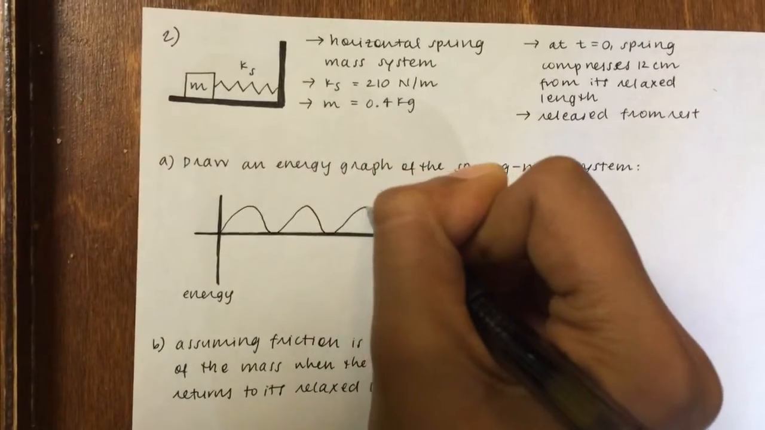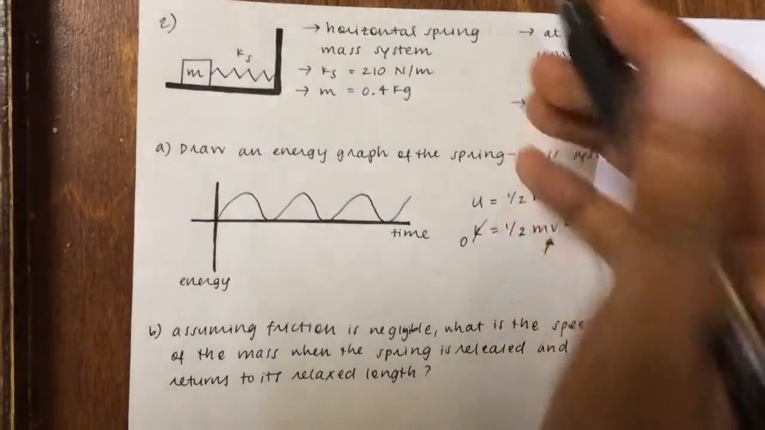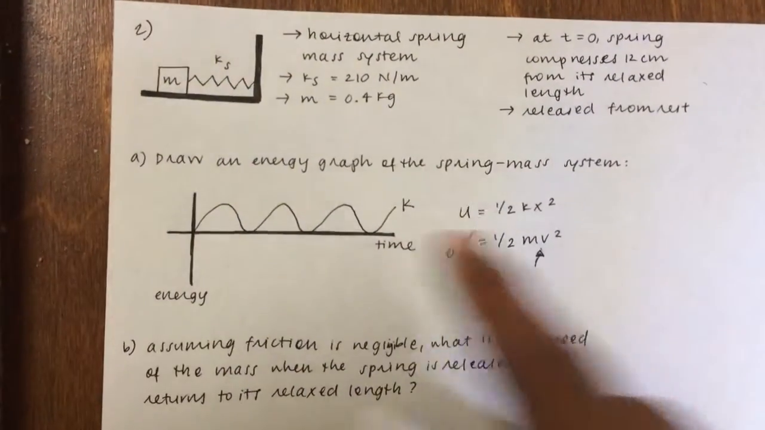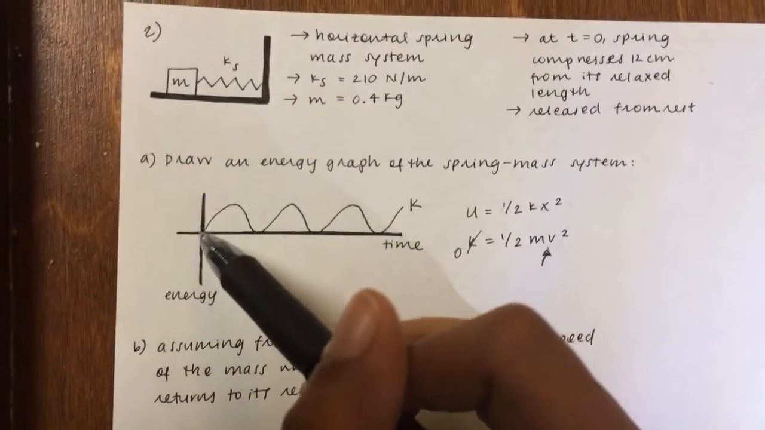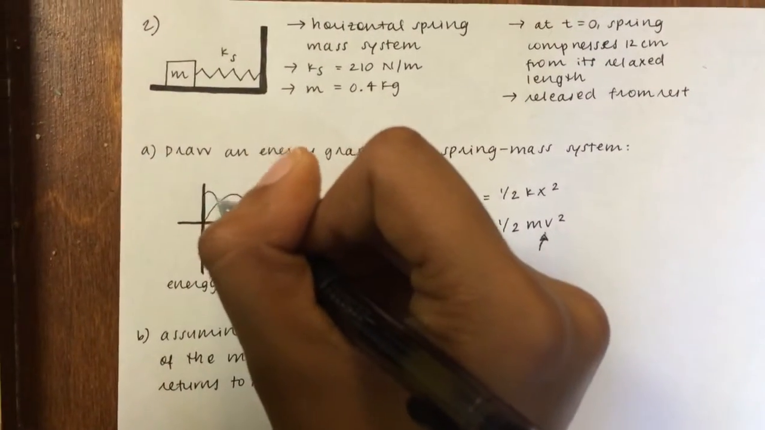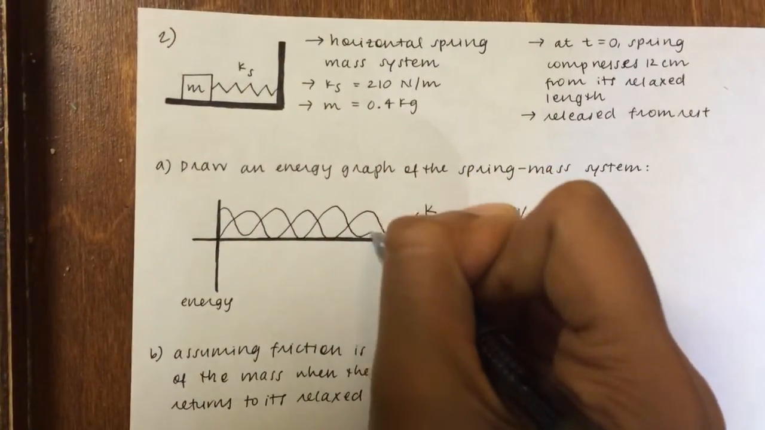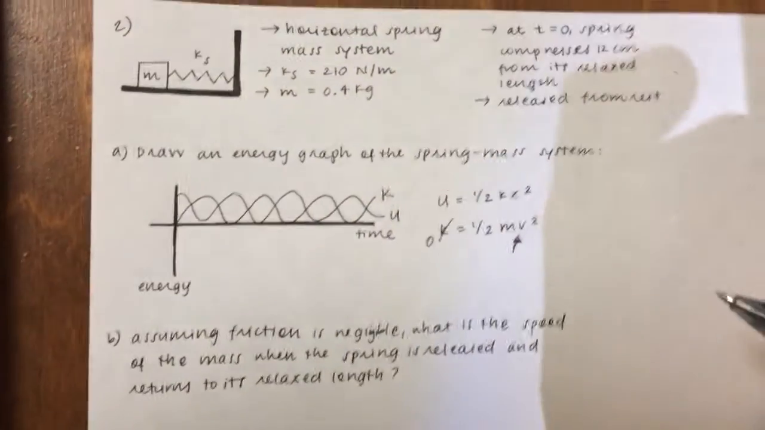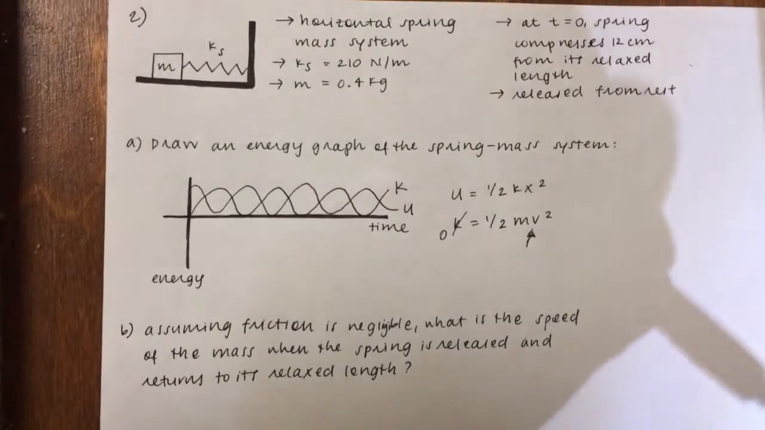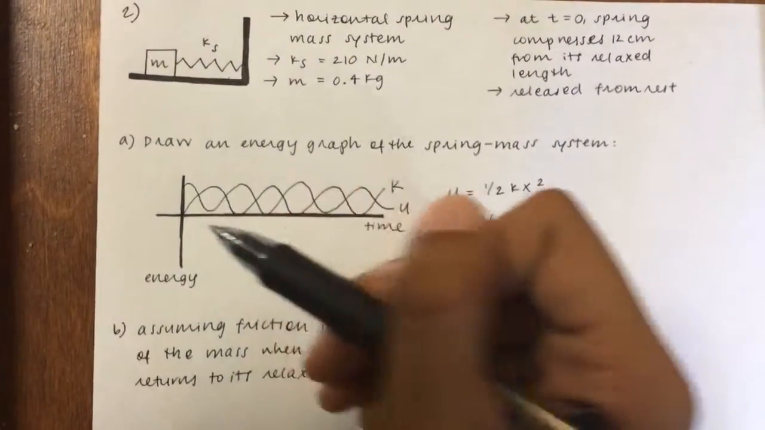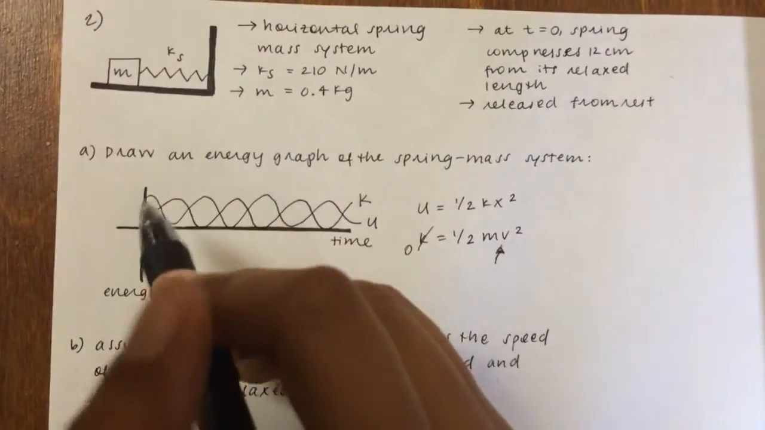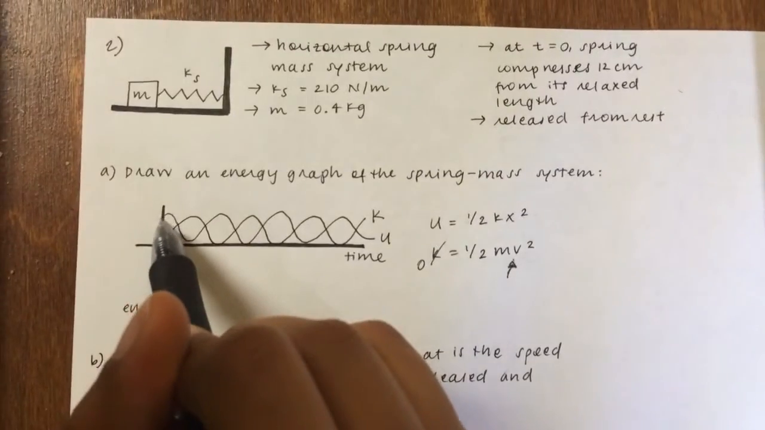with this curve right here, so this is kinetic energy, because we know that for every oscillation as the mass moves back and forth, the kinetic energy will increase and then decrease, increase and then decrease. And for the same reason, according to the conservation of energy principle, we know that when K is very high, U would be very low, and vice versa. So we know that since the mass is released from rest, the potential energy would be high.